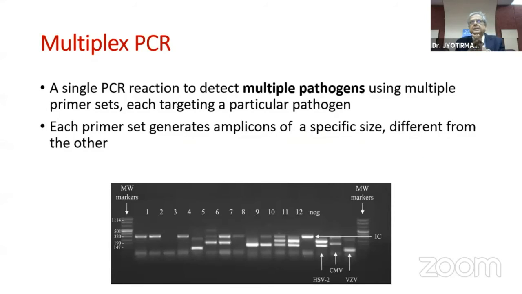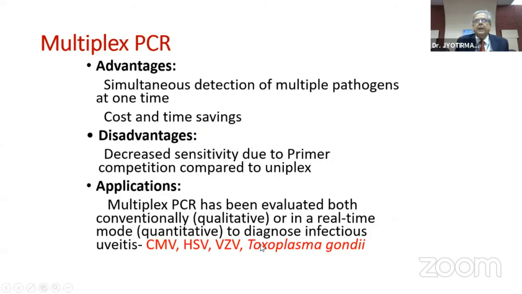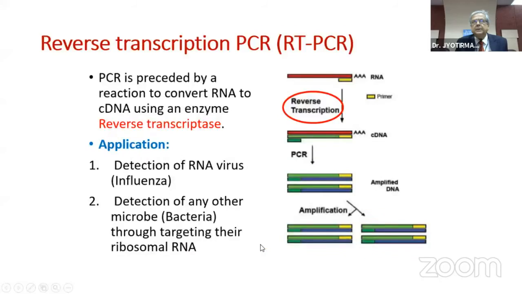Multiplex PCR: a single PCR reaction can detect multiple pathogens. Each primer set generates amplification of a specific size different from the other. The advantage of multiplex PCR is the simultaneous detection of multiple pathogens at one time, with cost and time saving, but the disadvantage is decreased sensitivity due to primer competition compared to the uniplex. CMV, HSV, VZV, Toxoplasma gondii can be detected.